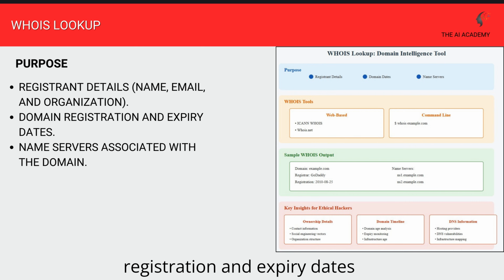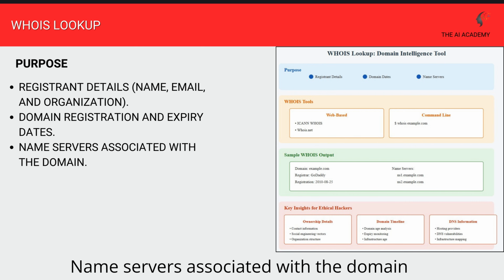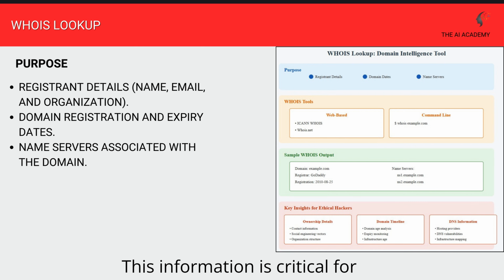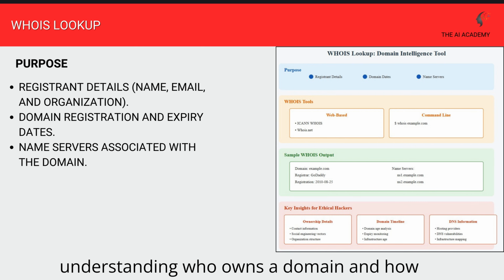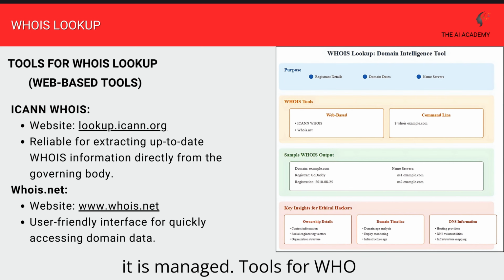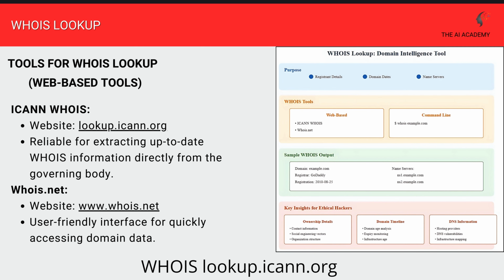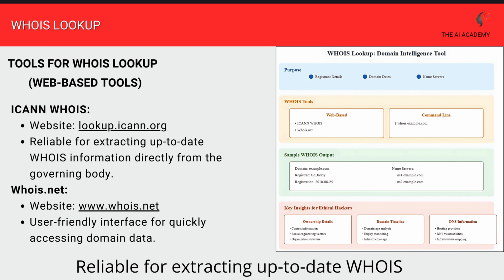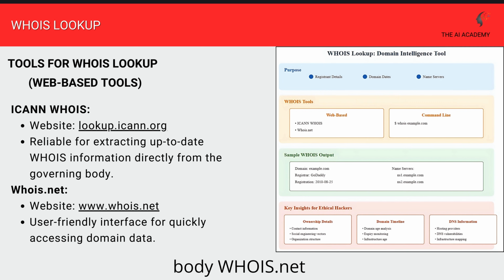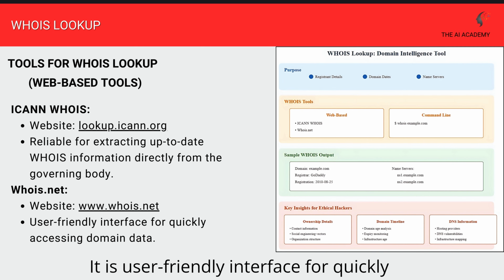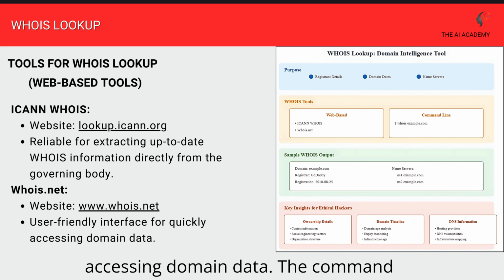Domain registration and expiry dates. Name servers associated with the domain. This information is critical for understanding who owns a domain and how it is managed. Tools for Whois lookup. The web-based tools are ICANN Whois, website lookup.icann.org. Reliable for extracting up-to-date Whois information directly from the governing body. whois.net, website www.whois.net. It is a user-friendly interface for quickly accessing domain data.